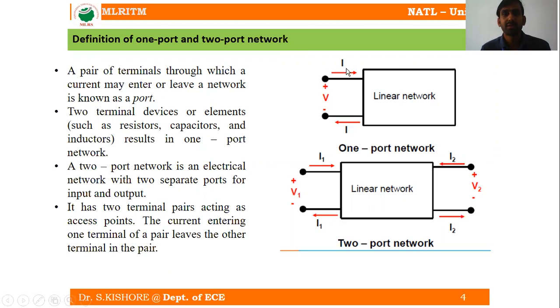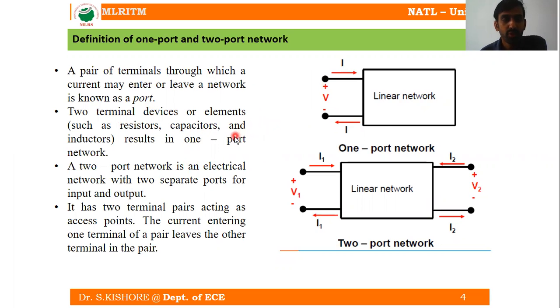A port is nothing but a pair of terminals through which we are going to have the current. Through one terminal the current may enter, and through the other terminal the current may leave the network. Here you can see this is nothing but a single port, so it is a one-port network. A pair of terminals at which the signal may enter or leave a network is called a port.